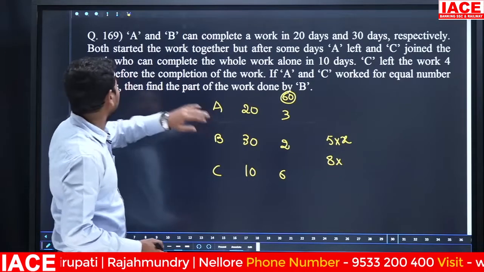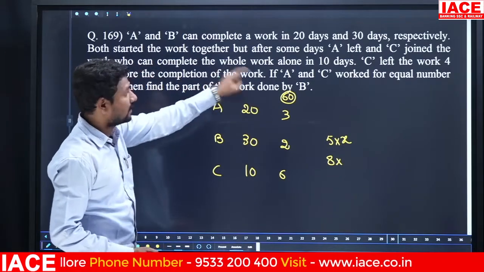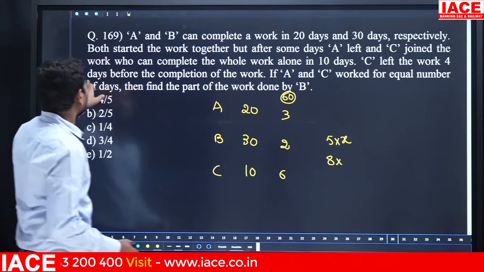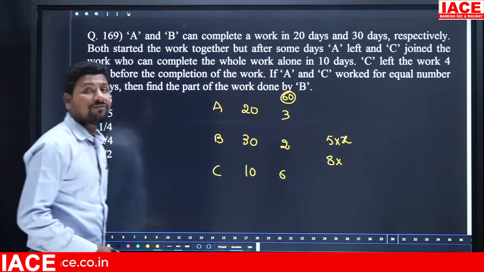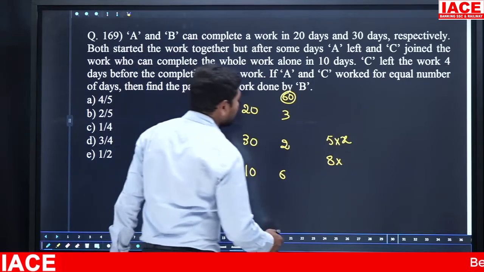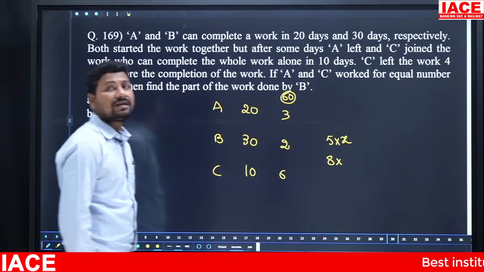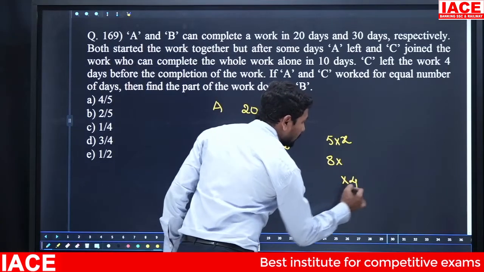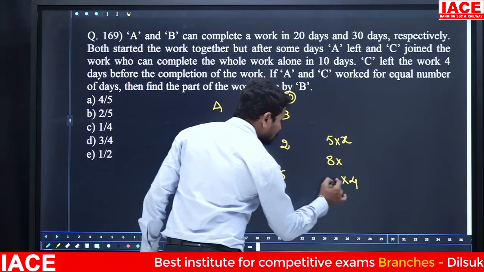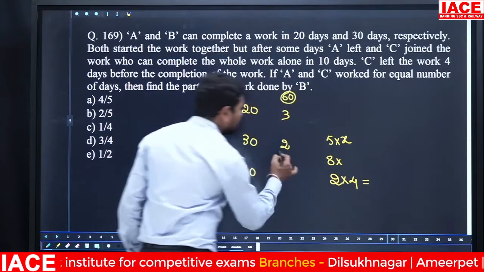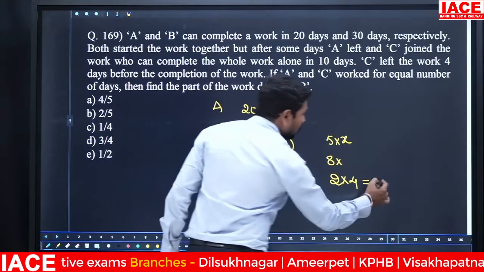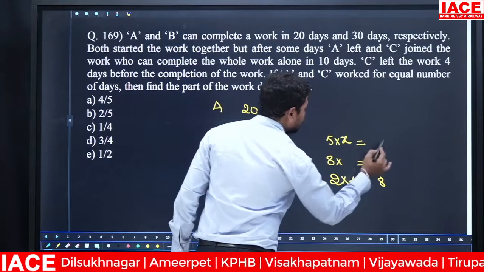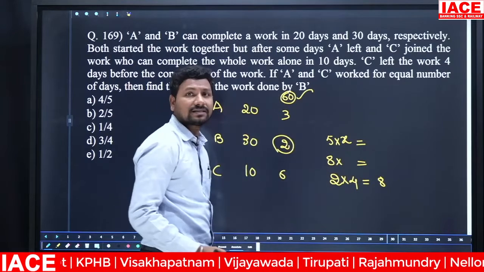A left and C joined work, who can complete the whole work in 10 days. C left the work 4 days before completion of work. C left means the work is done by the last 4 days by whom? B alone. B alone means B can do per day how many units? 2 units. 2 times 4 is equal to how many units? 8 units. Target is 60 units.